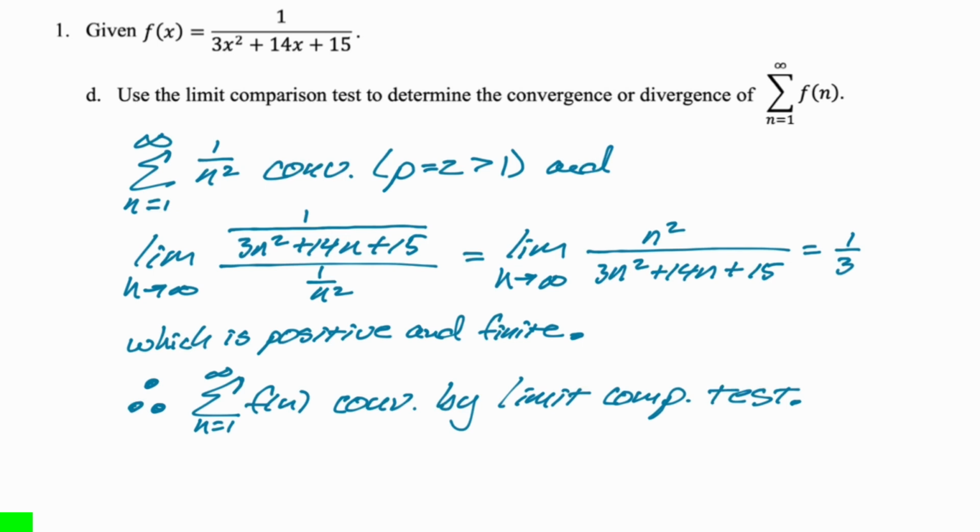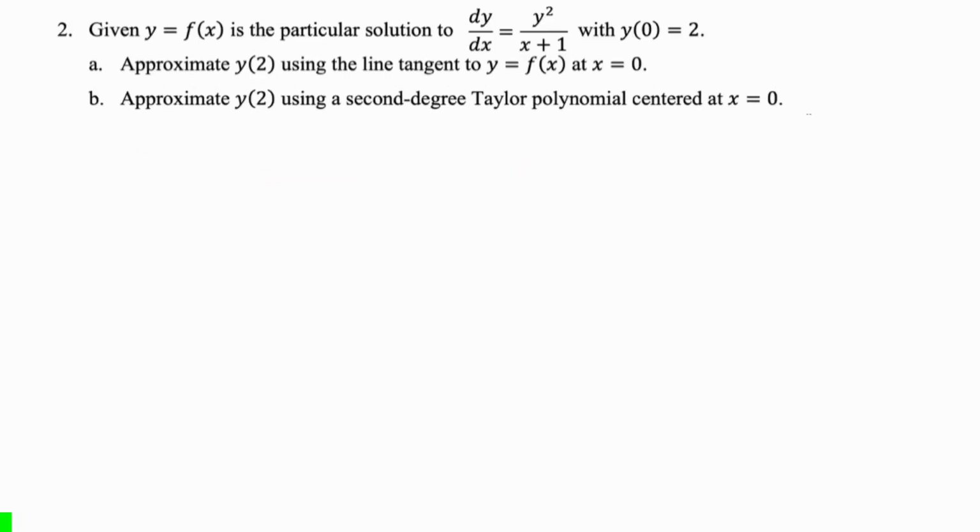All right, let's look at the next problem, which I think is the last problem on this set. Given y equals f of x is the particular solution to dy dx equals y squared over x plus 1 with y of 0 equals 2. We want to approximate y of 2 using the line tangent to y equals f of x at x equals 0. 2 is so far from 0 that this feels like an invalid thing to do, but we're going to do it anyway.